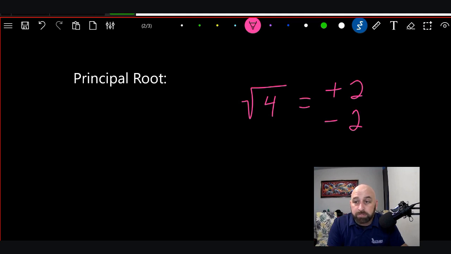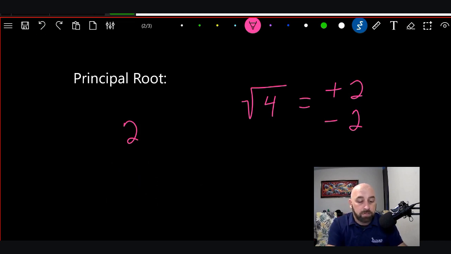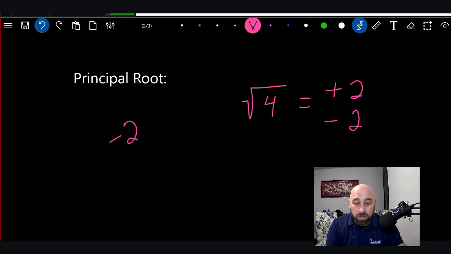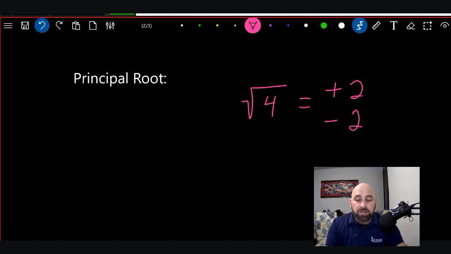Interesting. What do I mean by that? Here's what I mean by that. 2 times 2 equals 4, okay? But also, negative 2 times negative 2 equals positive 4. Same thing. So when we square root something, technically what we get is a positive value and a negative value. Here's the thing for this class, for Algebra 1.